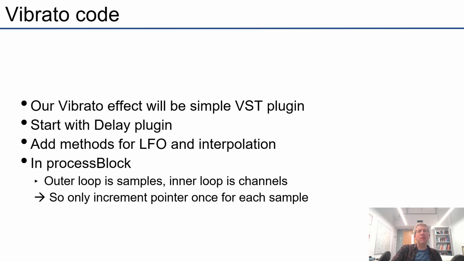So how does one implement vibrato? We'll do it as a VST plugin. We can start with the delay plugin that was created previously and add methods for the low frequency oscillator and interpolation, which we talked about as well. In the process block, we have a loop for the samples, and within that loop is a loop for going over every channel. So only once we have gone through every channel do you increment the pointer once for the next sample.